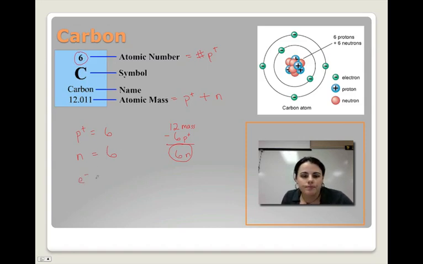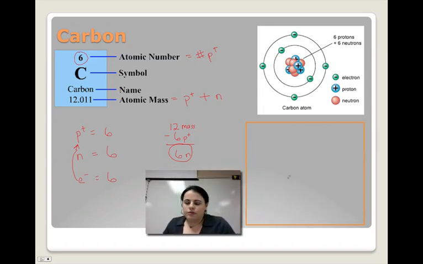The electrons always have to be the same as the number of protons. The negatives and the positives have to equal out because atoms have no charge. So if you have 6 negatives, you have to have 6 positives. So they are always the same. In this case, all 3 numbers are the same. That doesn't always work out. Usually neutrons do not have the same number as protons.